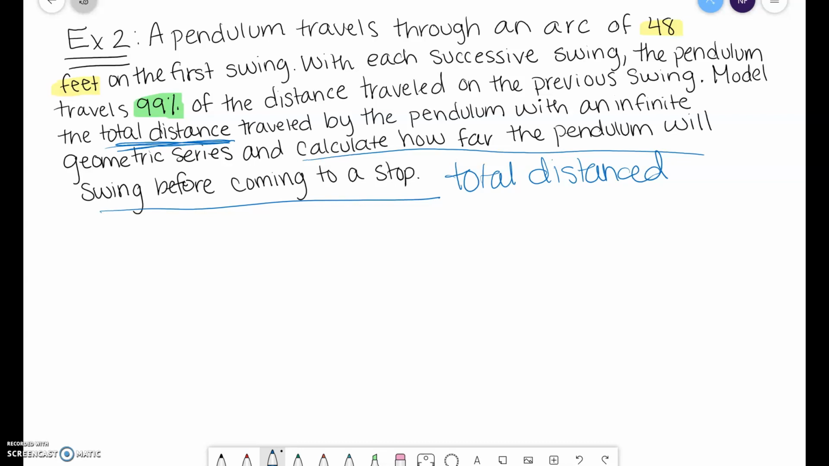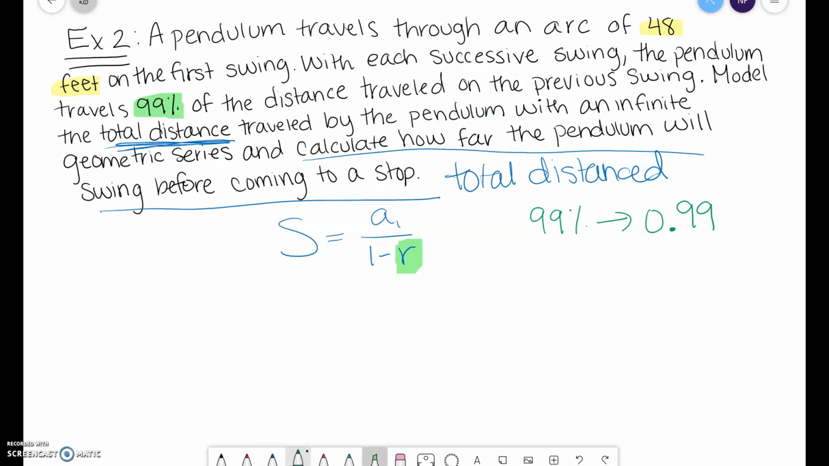So remember, to find the sum, we use S equals the first term divided by 1 minus the common ratio. So, we said the common ratio is that 99%, but we need to change it to a decimal, so 0.99. So that's what's going to go there.